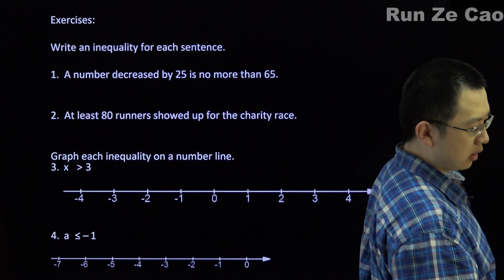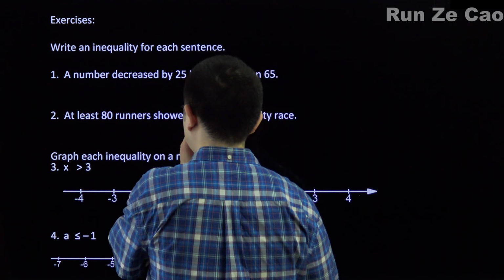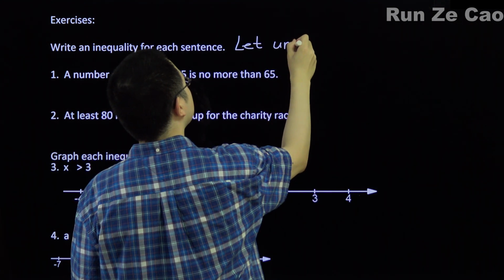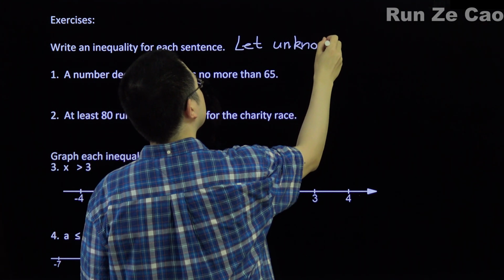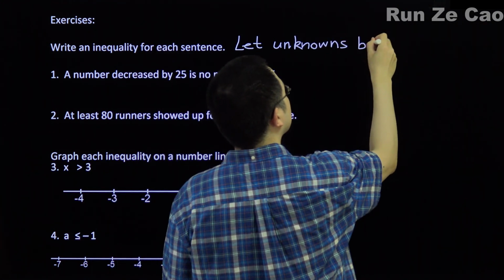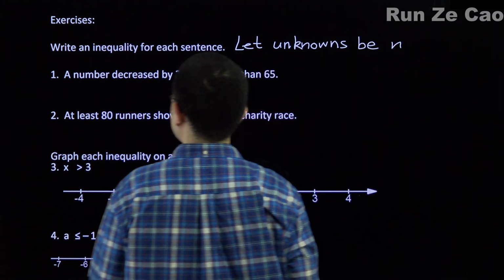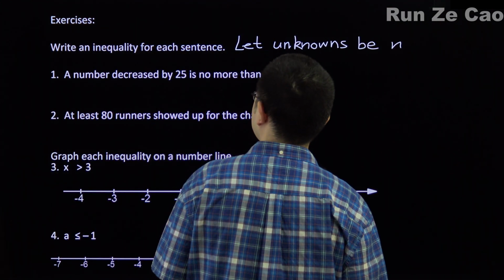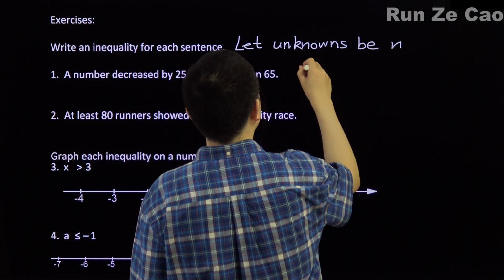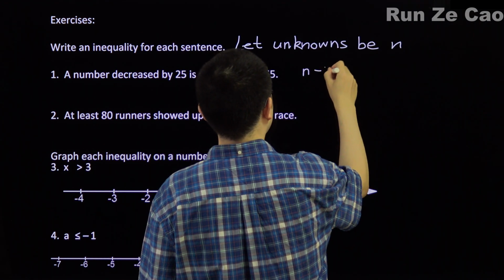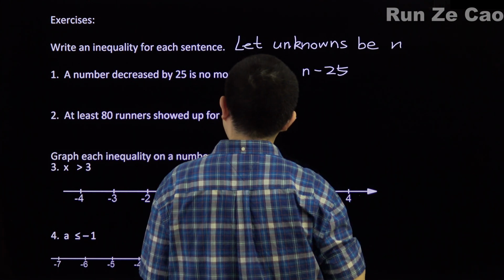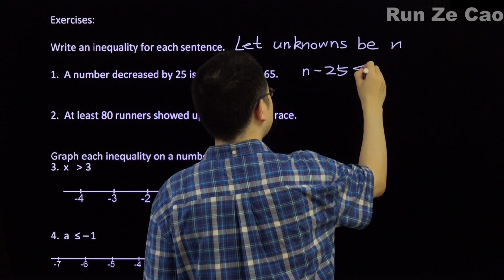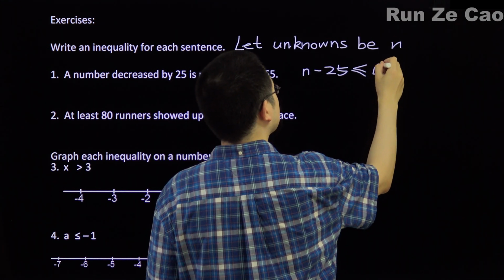Let's write an inequality for each sentence. Well, let unknowns be n. A number decreased by 25 is no more than 65. So n minus 25 is not more than 65. It could be equal, so it's smaller than or equal to 65.